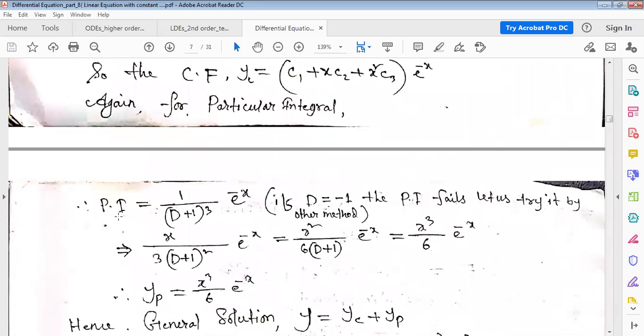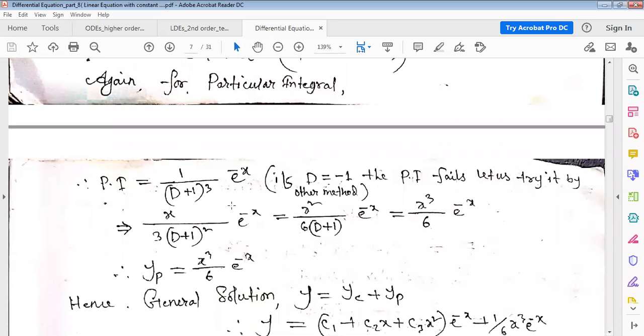Now the particular integral can be written as 1 divided by (D plus 1) whole cube e to the power minus x. Since this is the exponential function, remember it. Now if we put D equals to -1, the coefficient of x is -1. If we take this -1 here, then this will be undefined.